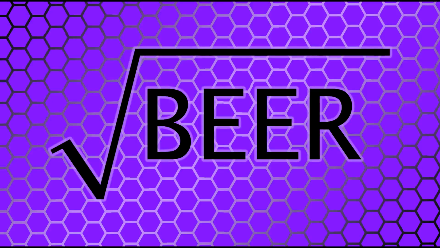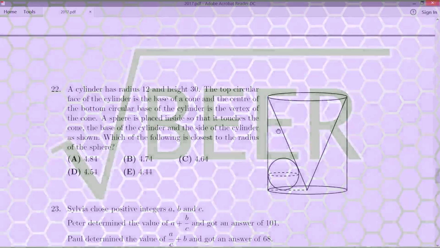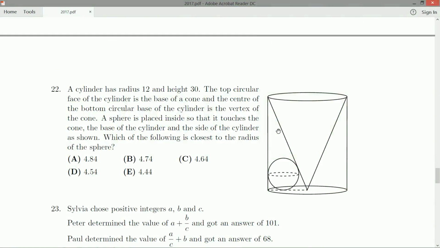Hello everybody and welcome back to more of the 2017 Fermat paper, and we're up to question number 22, which looks like it's going to involve some three-dimensional geometry.